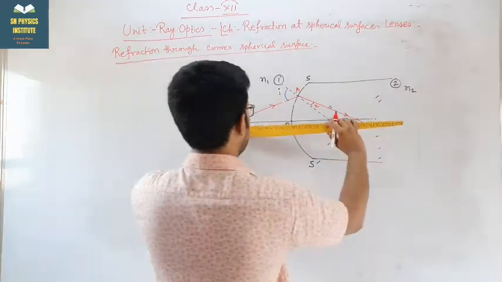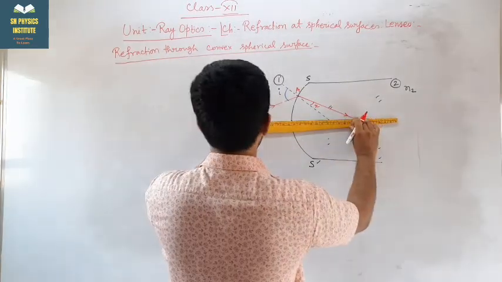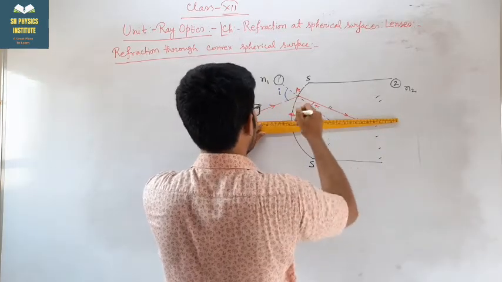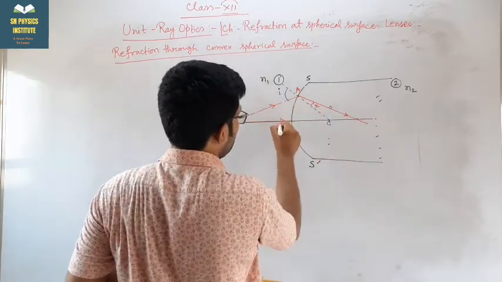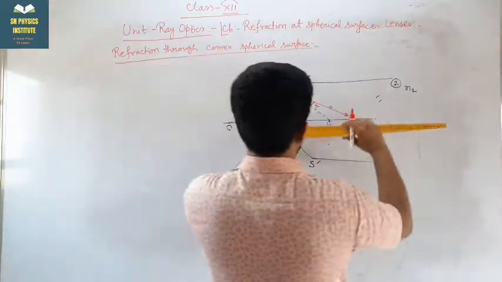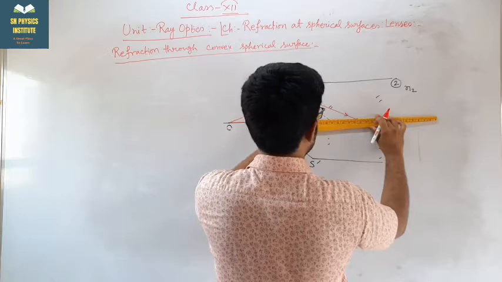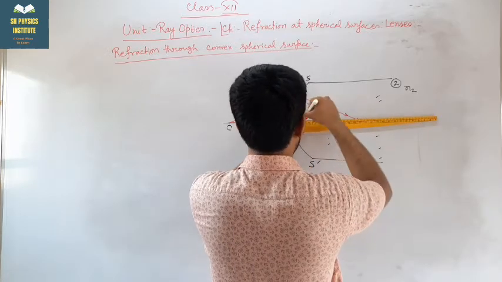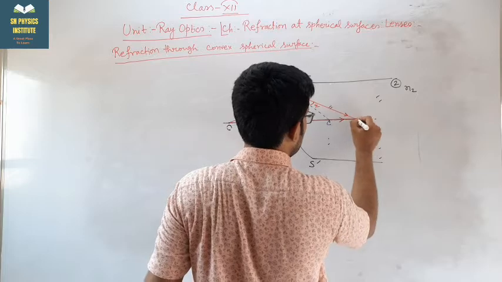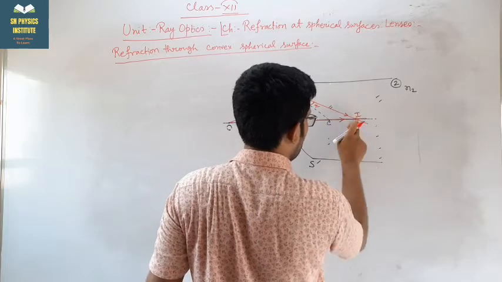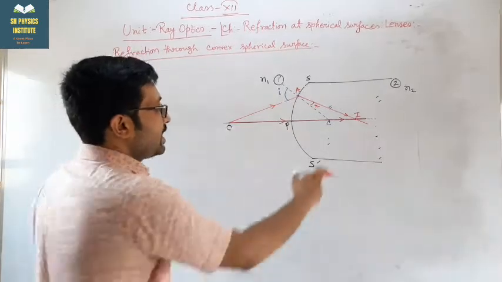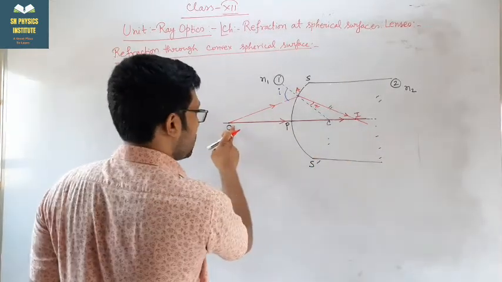In the same way, if any ray is normally incident at P, it will not deviate. Here the angle of incidence is zero, so the angle of refraction is also zero. So these two rays cut at point I on the principal axis. So I is your image, O is your object.